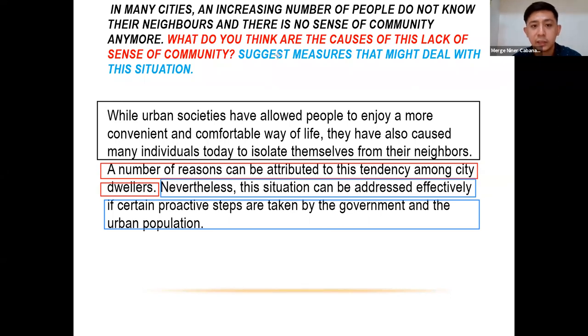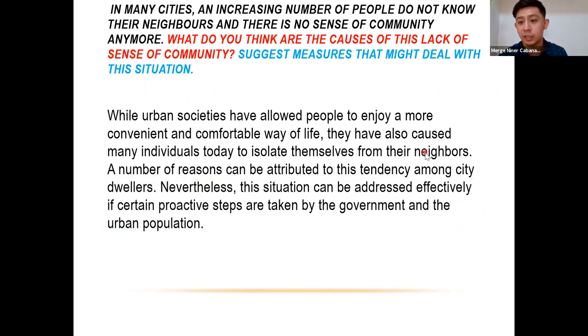This one, and then you acknowledge the topic. This is where you included the reasons, and this is the solutions. But the measures that you mentioned, hindi mo muna siya i-discuss what they are, because later on, ilalagay mo siya sa body. So you're not spoiling anything. So let's talk about the first paragraph.